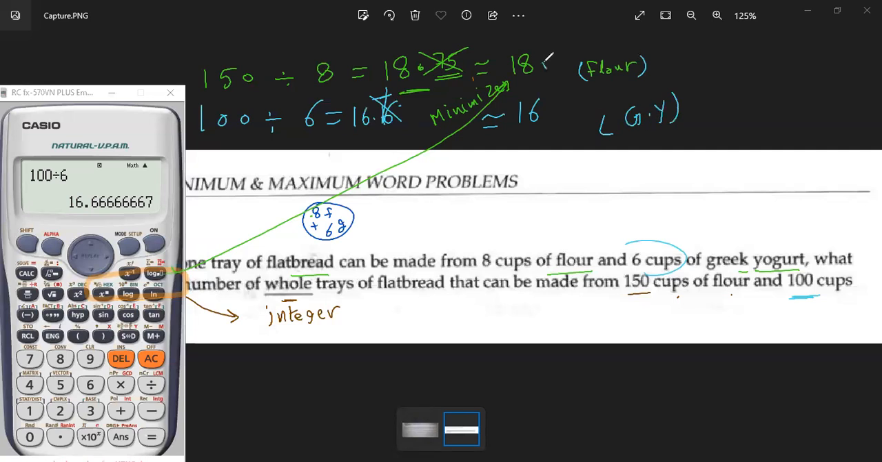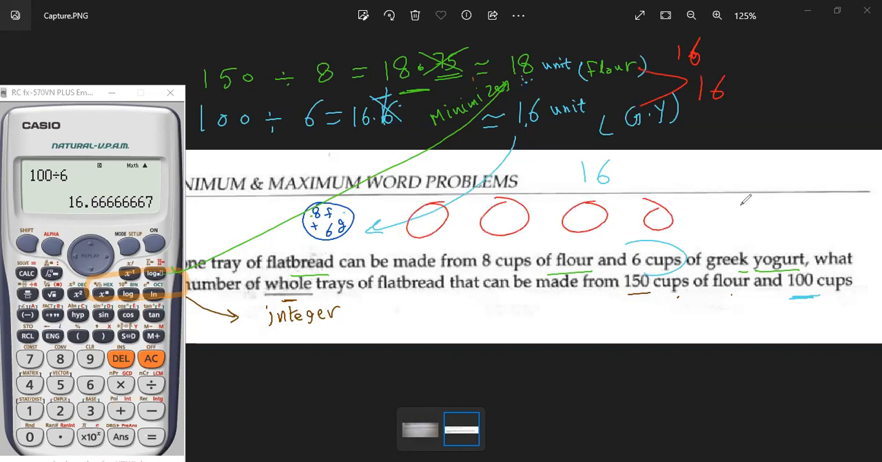So this makes 18 units of bread, and this makes 16 units of bread. Now each one uses 8 and 6. So we have 16 with 16 now. We minimize the other one here, so both should be exactly the same, 16 units and 16 units, to make 16 flatbreads.